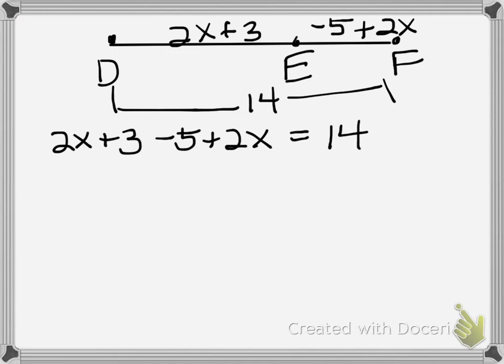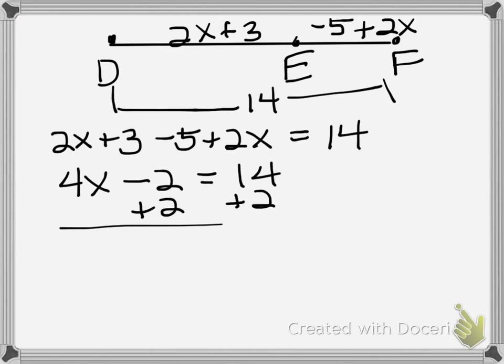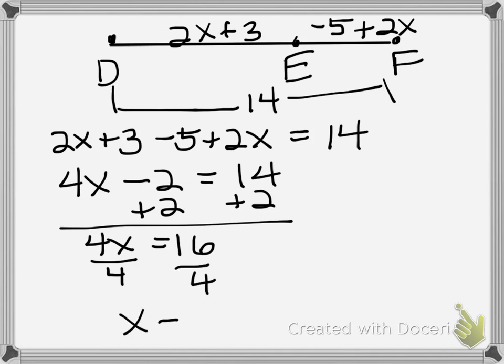So now what we need to do is add our like terms together. So 2x plus 2x gives us 4x. 3 minus 5 is a negative 2, and that equals 14. Add 2 to both sides. We get 4x equals 16. And then we simply divide by 4 to solve for x, which gives us x equals 4. And again, that's what they were asking for in the problem, so we're done.